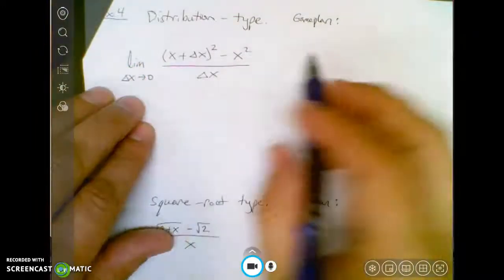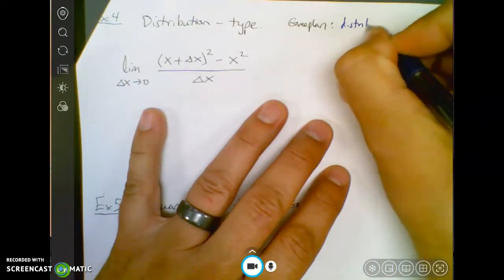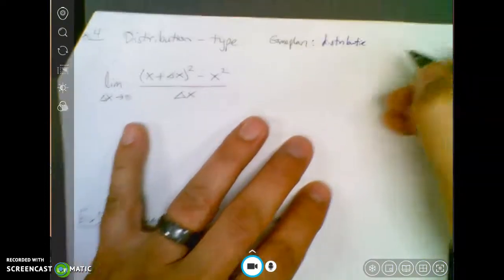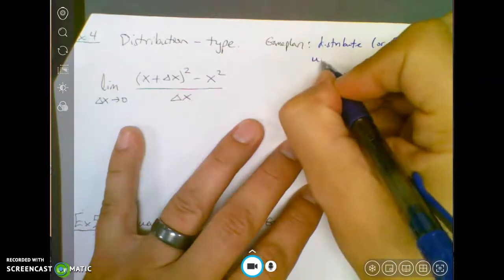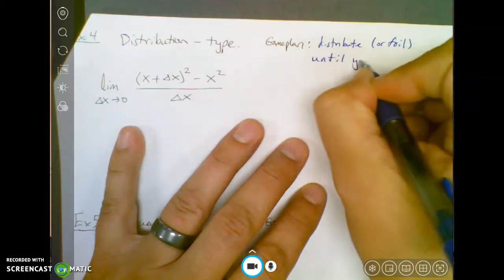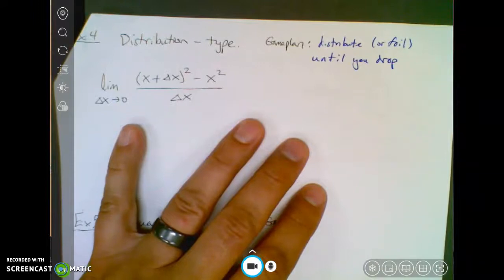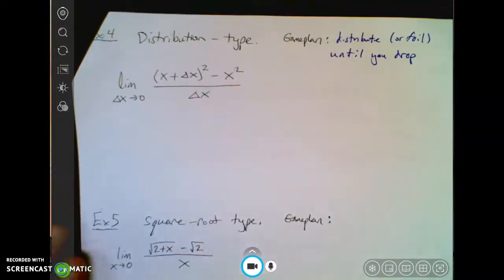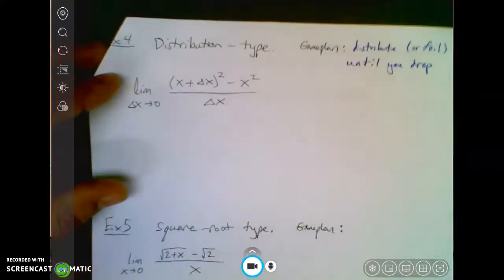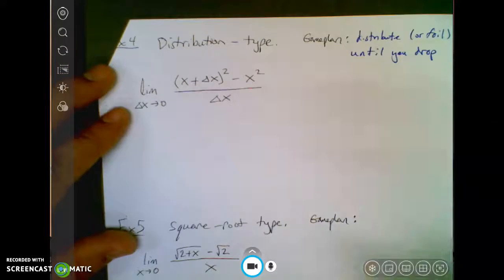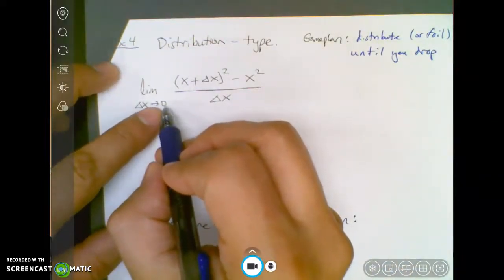Okay, distribution type game plan is just distribute or FOIL until you can't anymore. Distribute till you drop. Oh, that sounds good. And hopefully something will cancel. Now you're going to see this in the future. This is a little preview. This is called the limit definition of a derivative. But the same rules apply. I do want to plug this in.